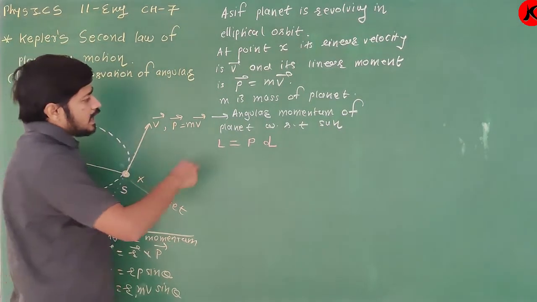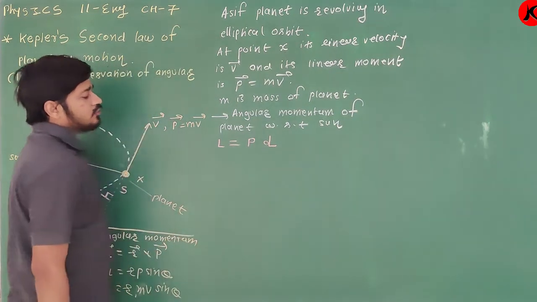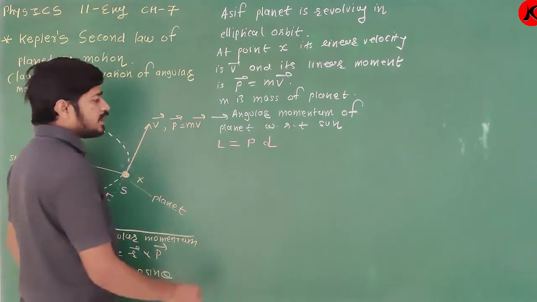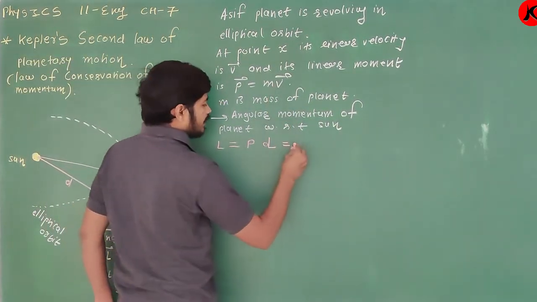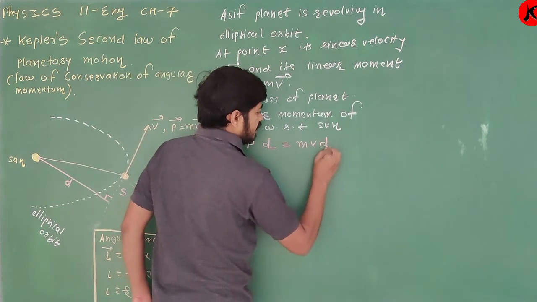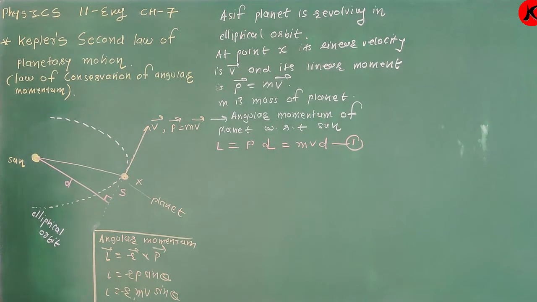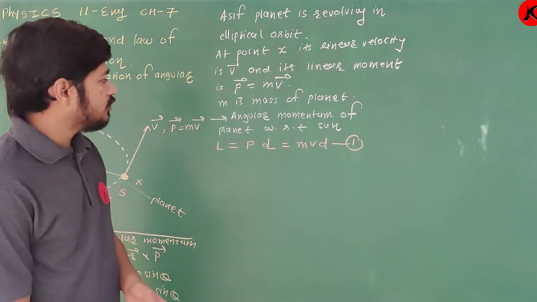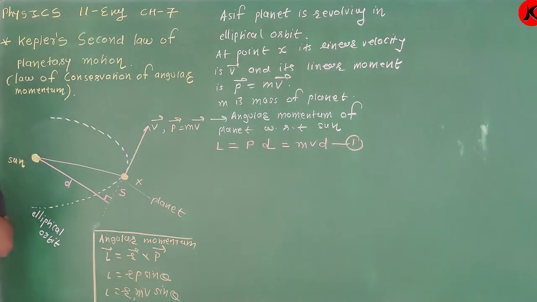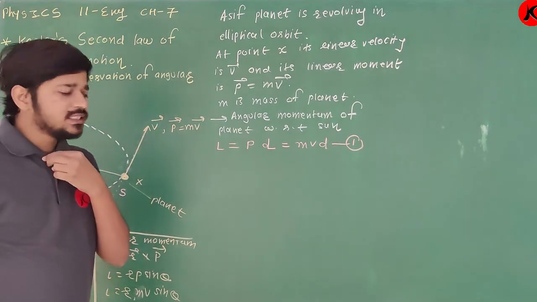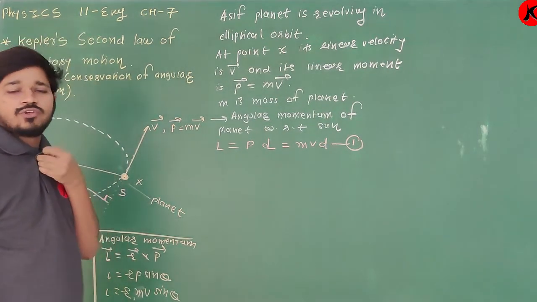Okay, so angular momentum of planet with respect to sun, L is equal to PD, where P is equal to MV, so it is MVD, equation number 1. So angular momentum of planet with respect to sun, L is equal to linear momentum into perpendicular distance, which is MVD, equation number 1.